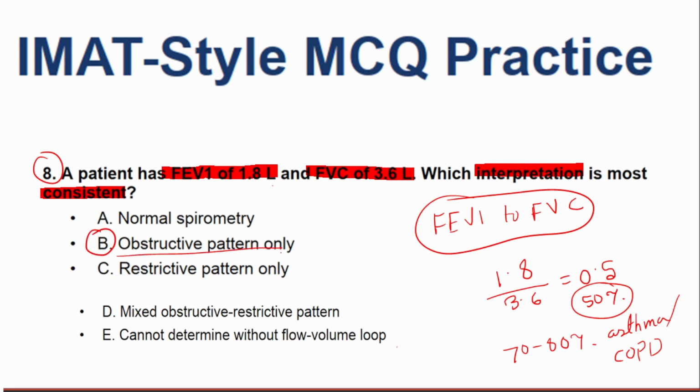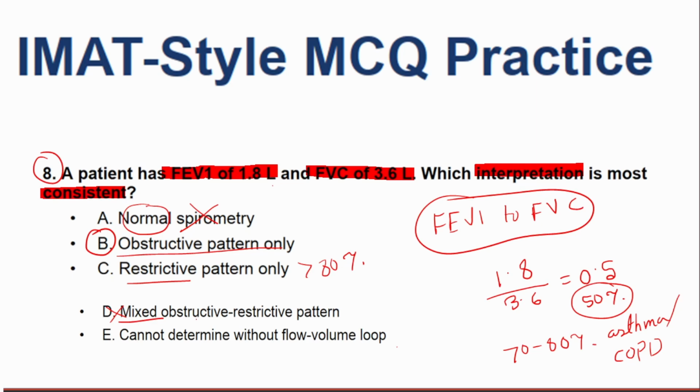Let's see why the other options don't fit. Option A is out because a 50% ratio is highly abnormal and it says normal here. Option C is wrong because a pure restrictive pattern like pulmonary fibrosis typically preserves or even increases the ratio above 80%. Option D implies a mixed pattern, but we can't confirm a restrictive component without total lung capacity measurement.